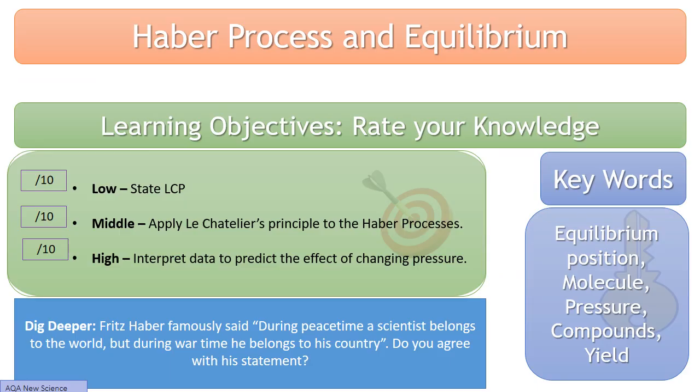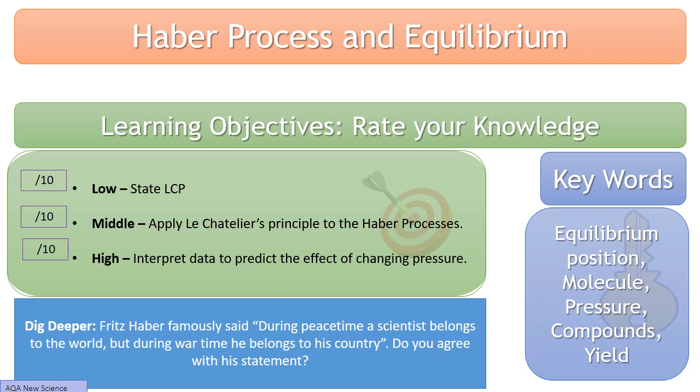So, I'm hoping you're feeling happier about the Haber process and equilibrium now. I'm hoping that you're able to state LCP and apply those principles to the Haber process, and that you're also able to understand the compromises industry is making when producing its products and why it's making those choices. Hopefully you've started to interpret data from the graphs we looked at today, but that's something that we can build upon about what if we change the pressure, what if we change the temperature, how does that impact our reaction?